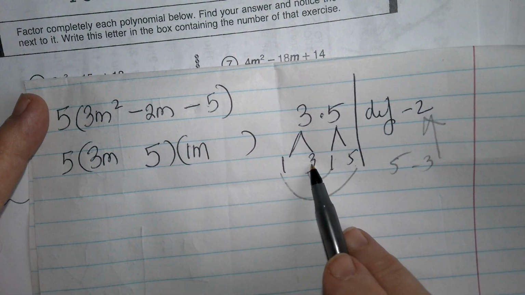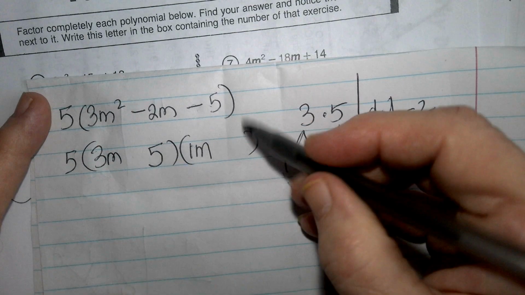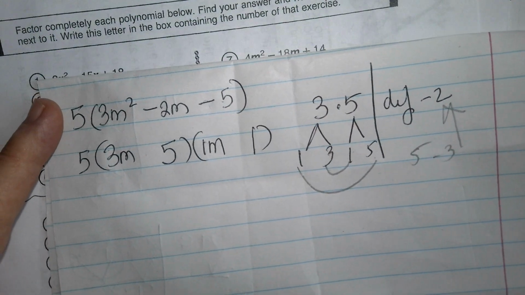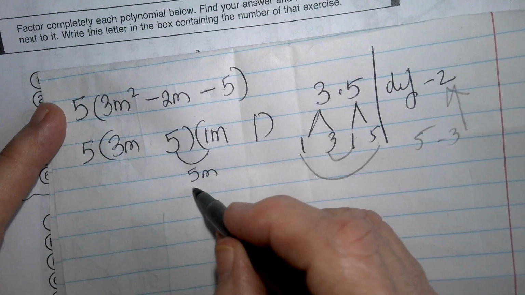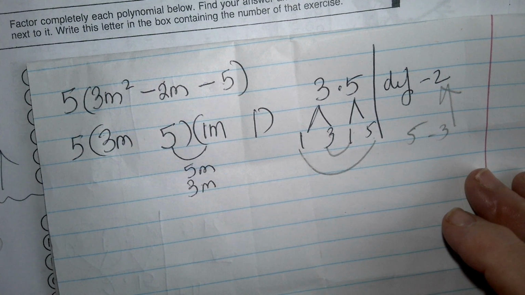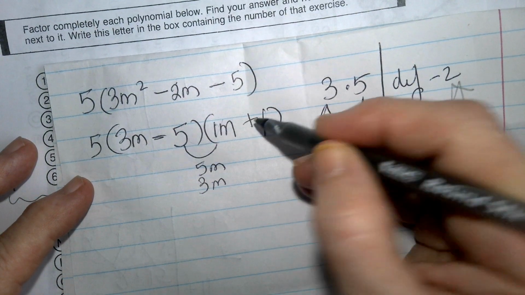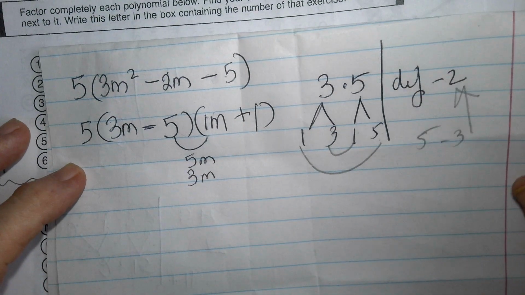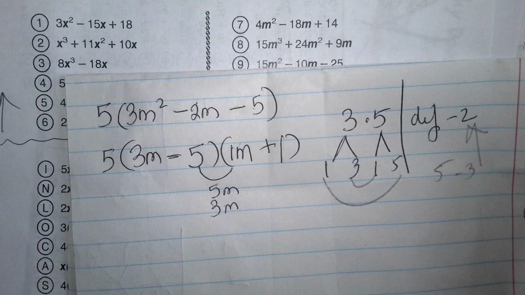And the 3 goes with the 1. So the 3 was on the outside, it goes with this one. And then I end up getting a 5m and a 3m. I need more negatives. Where does the negative have to go? With the 5. So that's right here. And this one gets a positive. And that's it. So find that. Make sure you get it down.